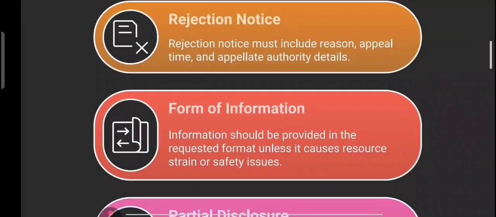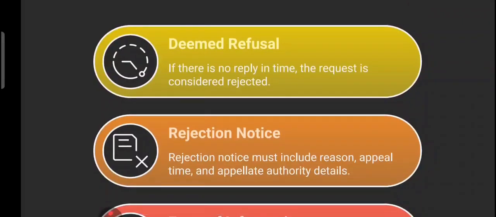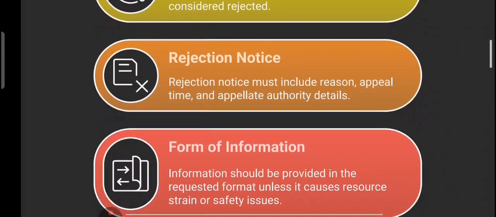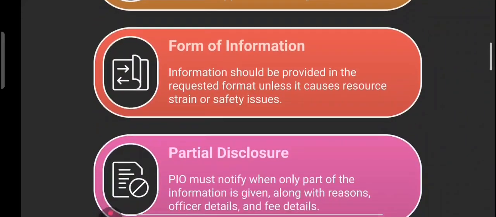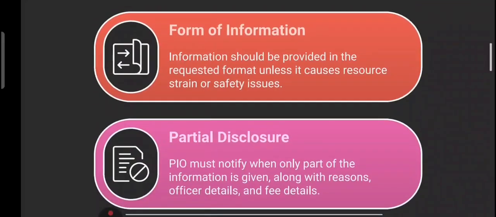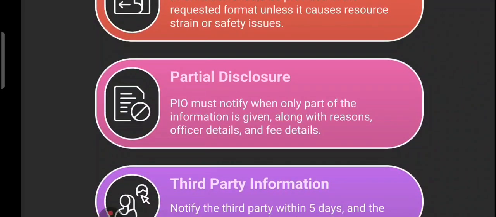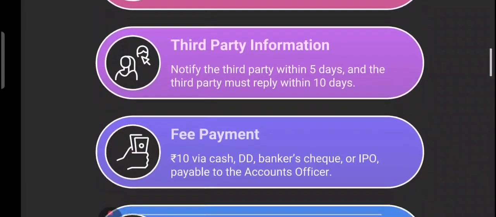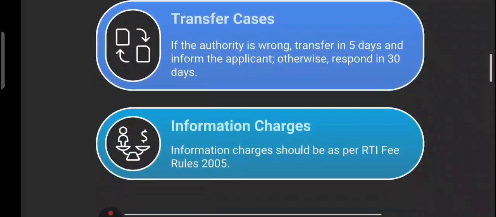First of all, what we talked about: the deemed refusal. If no reply comes within the time limit, your request is rejected. Rejection notice: if your request is denied, a proper reason must be given. Form of information: this information should be shared in the format asked. Partial disclosure: if only part of the information is shared, you will get an explanation. Third party information: if your request affects another party, they will be informed within 5 days and must reply within 10 days. Fee payment: you will need to pay ₹10 through cash. So these are the important points.